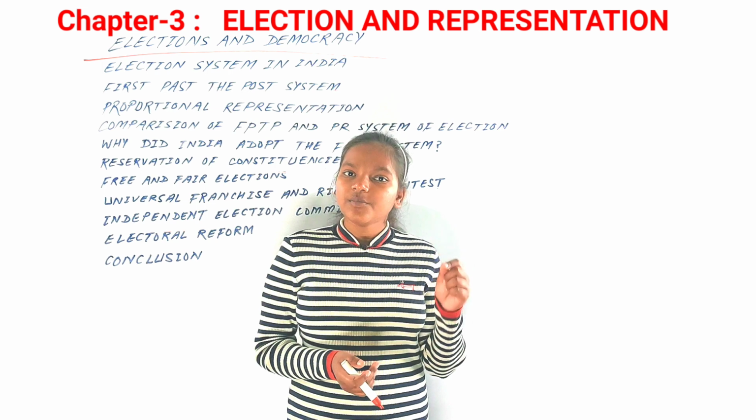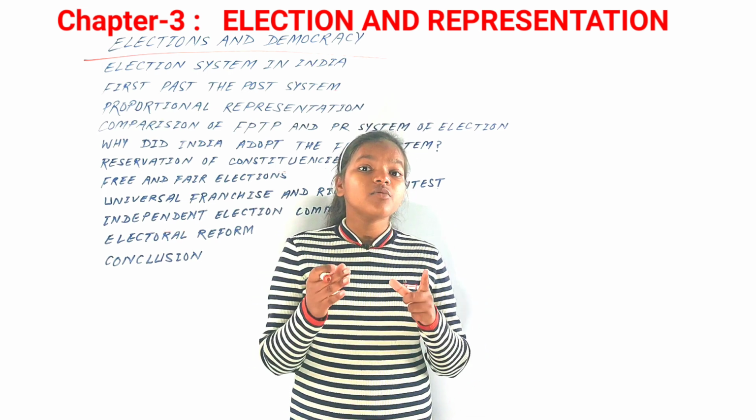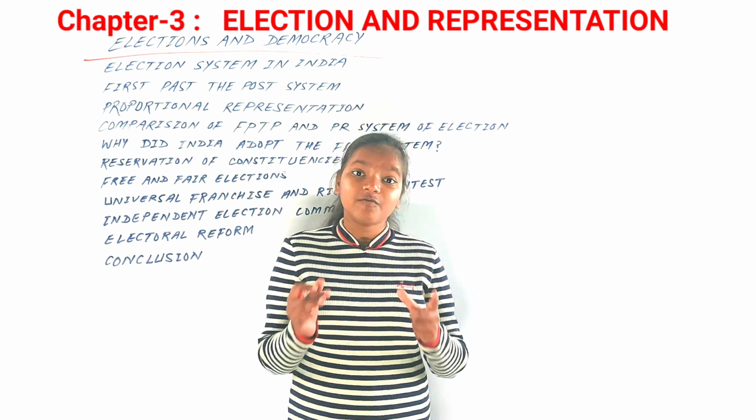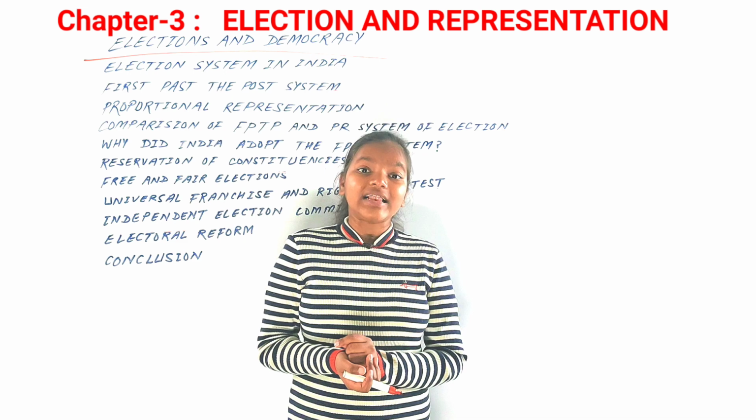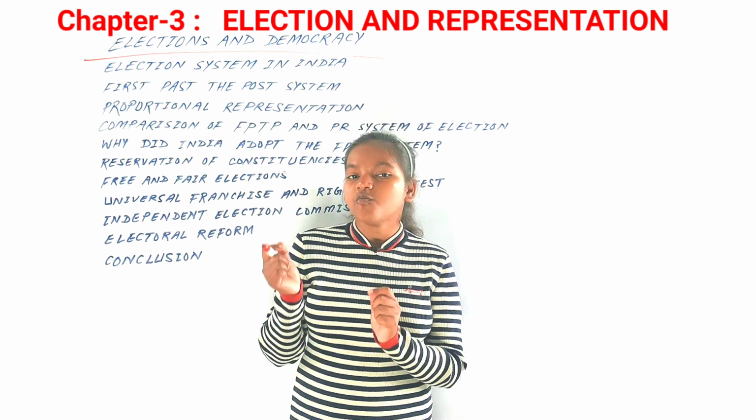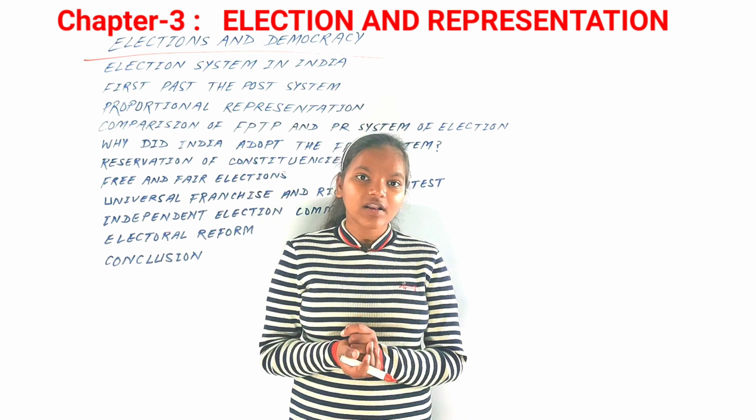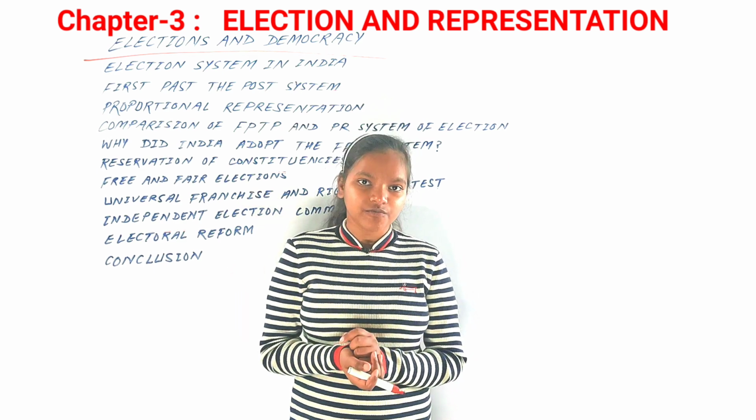So it becomes very important in an indirect democracy that the system of choosing the representatives is fair. That is the main thing in a democracy, and thus we can say that a democracy cannot exist without elections, because without elections we can't choose the representatives, and thus a democracy can't be formed.